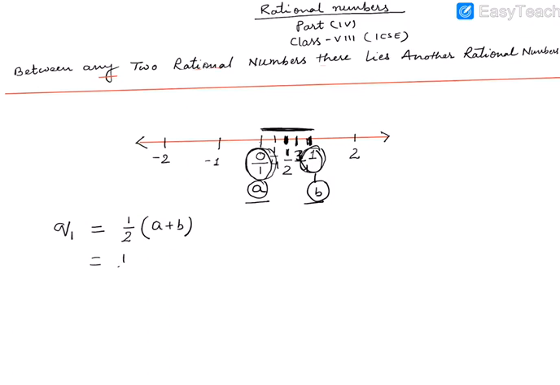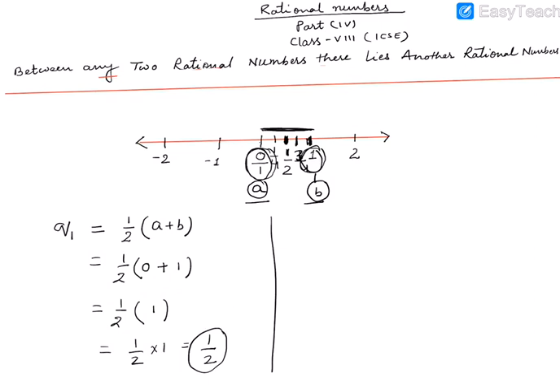So half, what is our A? That is 0. And what is our B? That is 1. So now we will add, half into 0 plus 1, that is 1. So half into 1 is 1 upon 2. So this is the first rational number between 0 and 1.